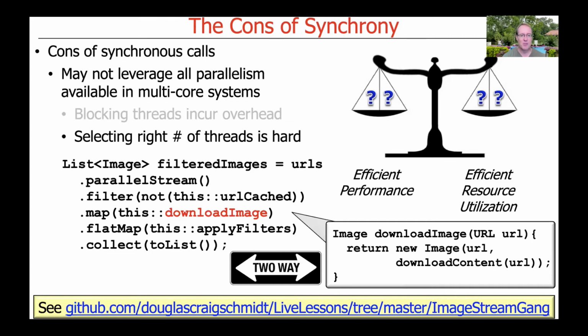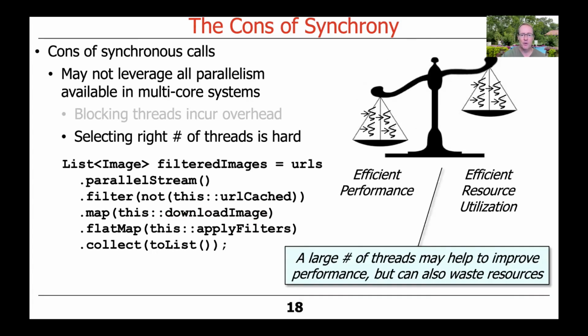So let's take a look at a very simple example. This is an example that uses a parallel stream to download a bunch of images from some remote websites and then apply various filters to transform the images, which should sound quite much like your programming assignment. So if you do the parallel streams version, one of the tricky issues here is how many threads should you have in your pool? If you have a lot of threads, then you can make things run faster, but you'll end up potentially using a lot more resources.